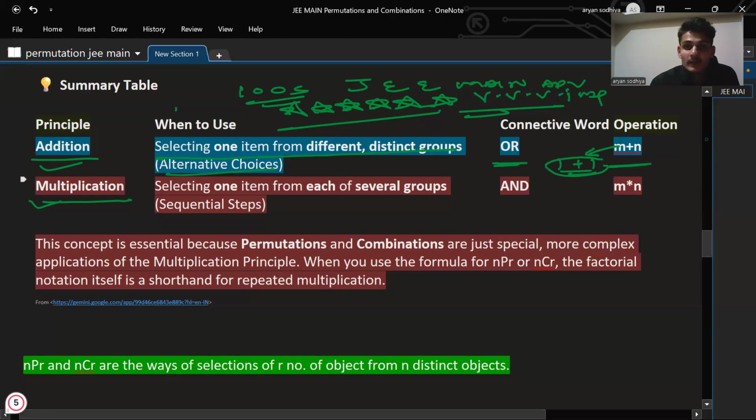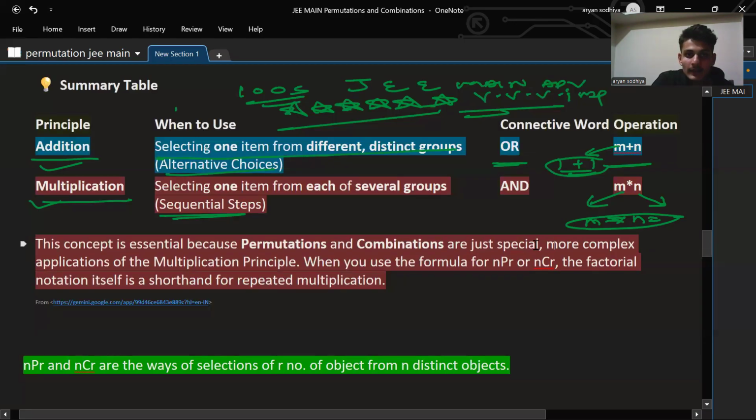But in the second case, "and" was there. Now your meal is to be completed: first of all the main course and then you need to complete the dessert part. So multiply is there. Selecting one item from each of several groups, sequential steps. Sequential steps was there, na? Main course, then in sequence you multiply. So the ways of main course and the ways of dessert, you multiply both of them. That comes as the answer for the full meal. So that is a summary of it.